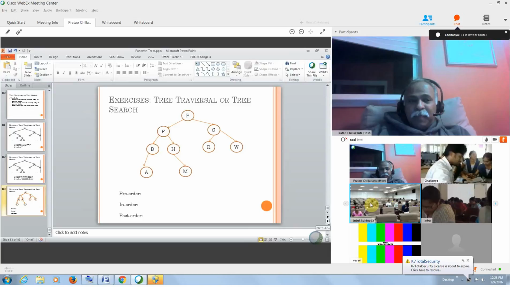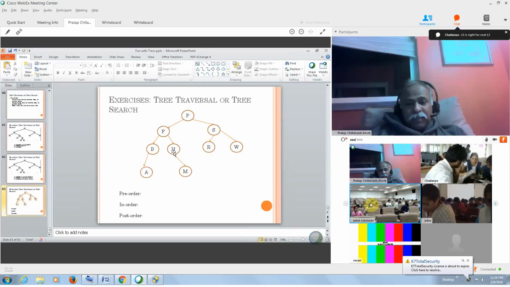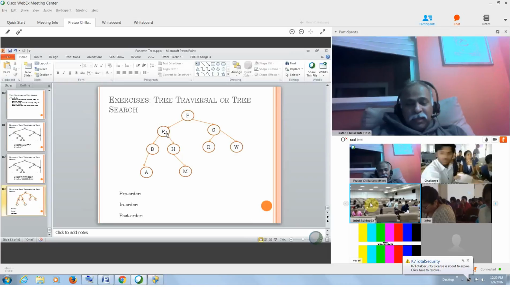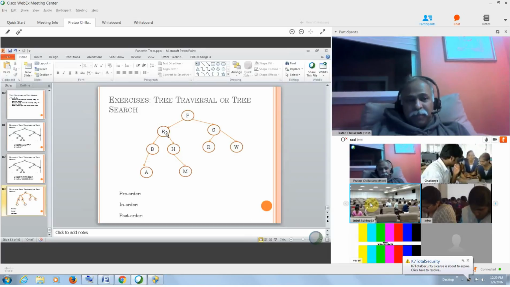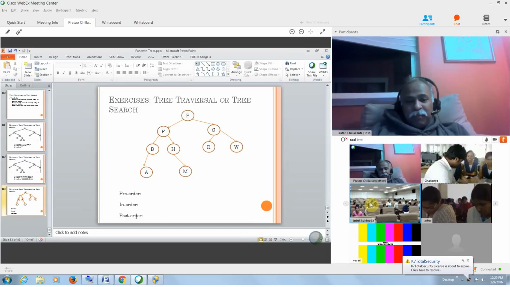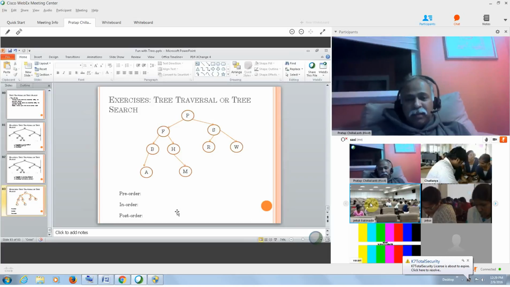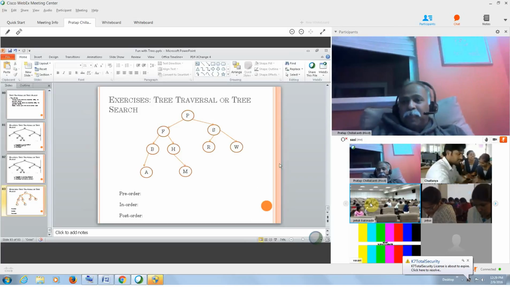Okay. I think I said it right. In order is visit the left, visit the node, visit the right. Okay. Post order is visit the left, visit the right, and then visit the node. Okay. Chaitanya is saying 13 is right for root 12. Okay.